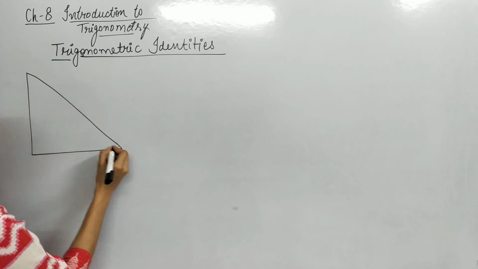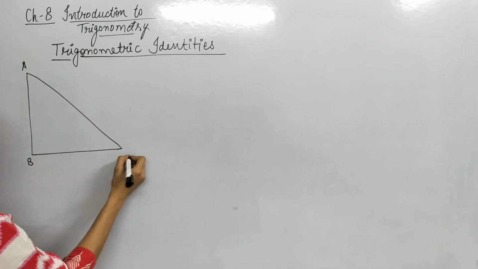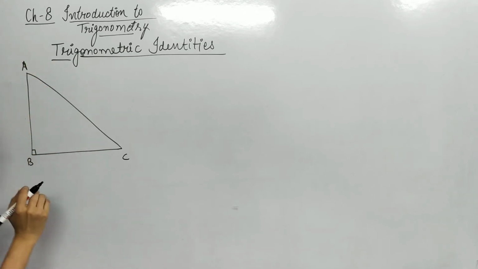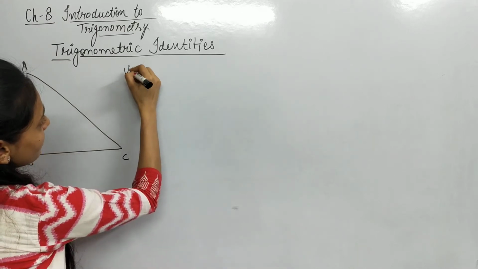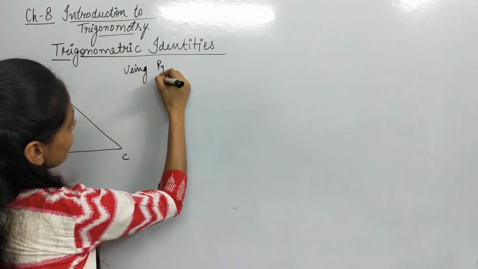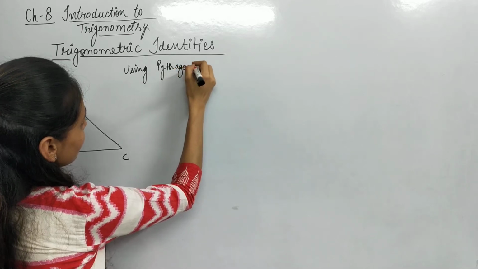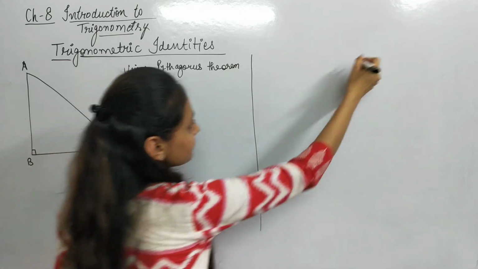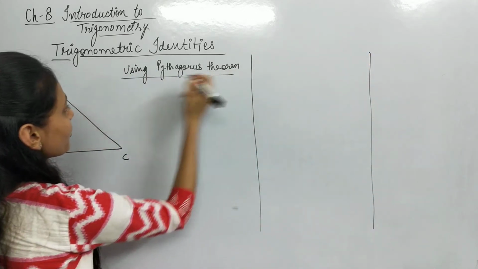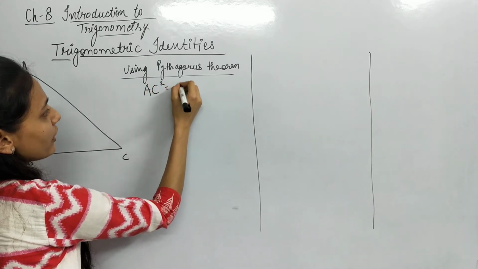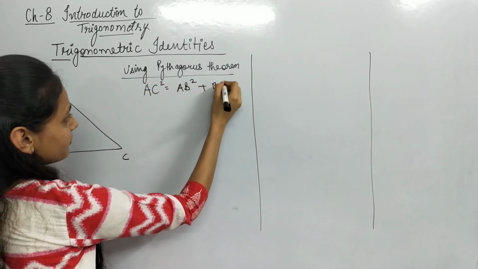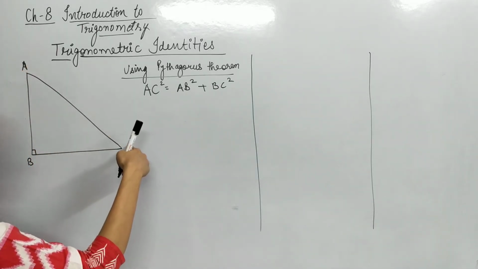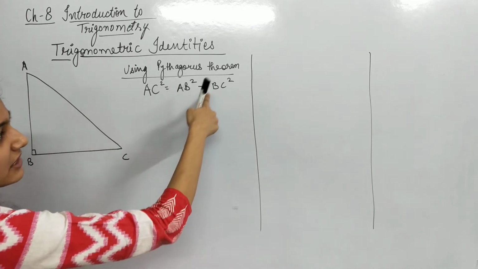Consider a right angle triangle ABC, right angled at B. So using Pythagoras theorem, you get AC square is equal to AB square plus BC square. This is right angle at B. That means AC square, hypotenuse square, is equal to perpendicular square plus base square.